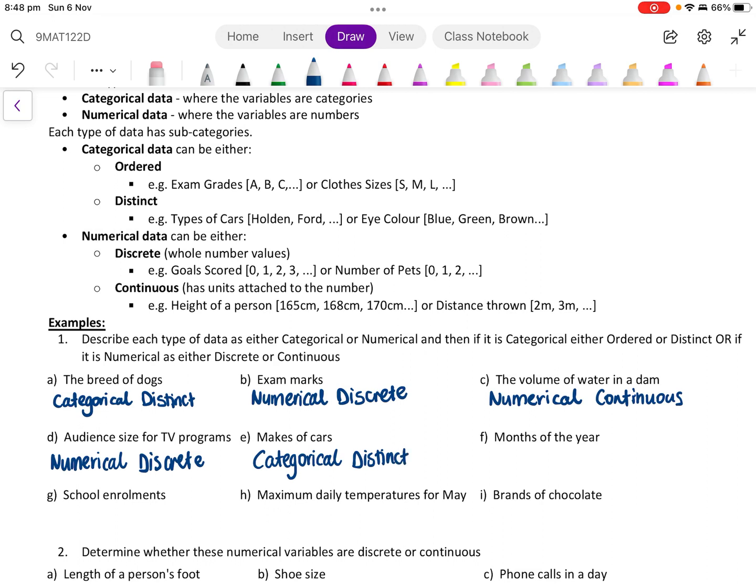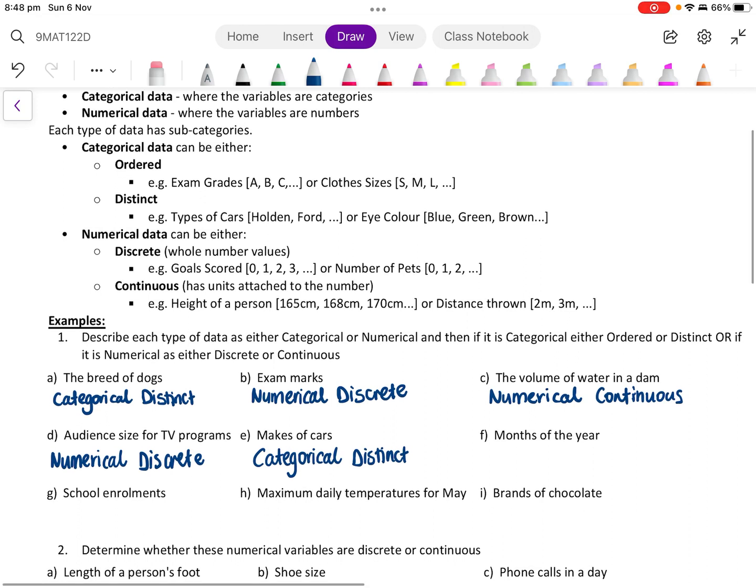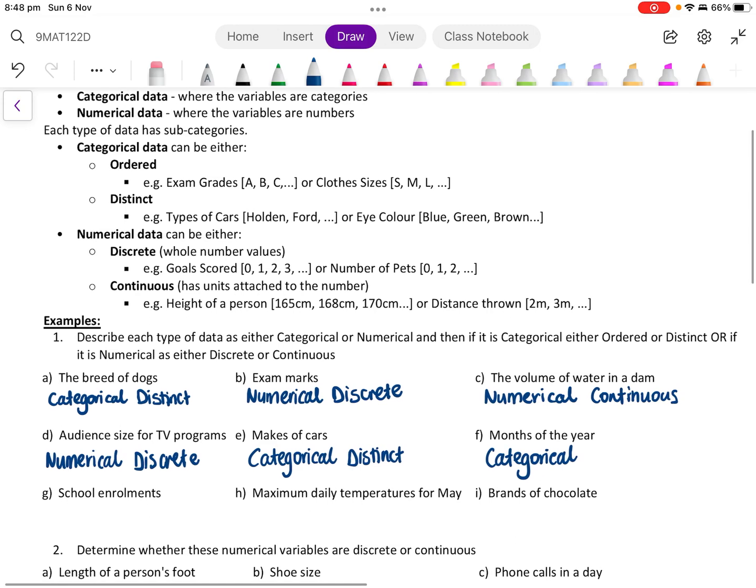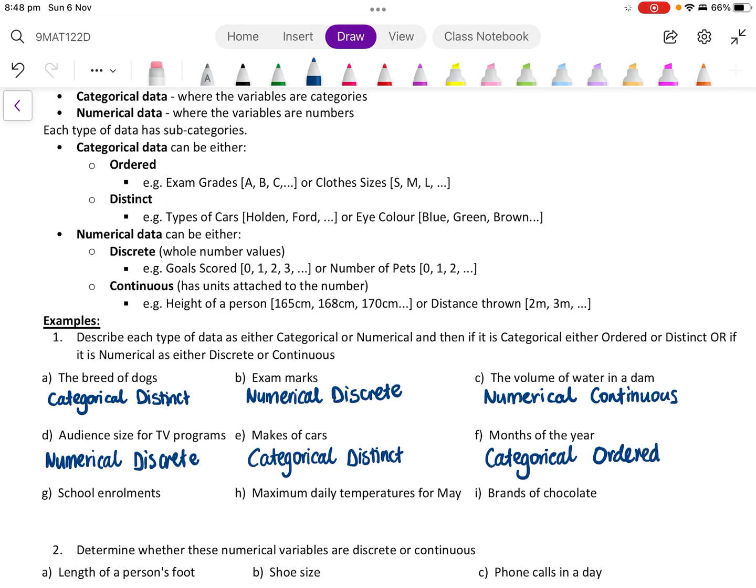Categorical. Now, months of the year. This one's a little bit controversial because we can either measure our months of the year as categorical, such as January, February, March, etc., or we can say that we have the first month, the second month, the third month. However, the main way that we know our months of the year is through categories. So we say that it is categorical and it is ordered, because we have that January comes first and December comes last.